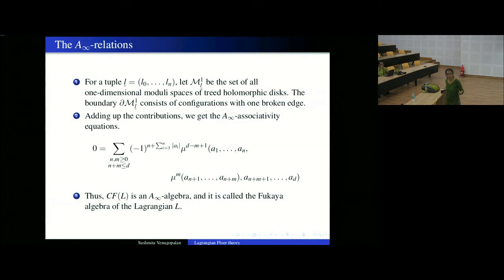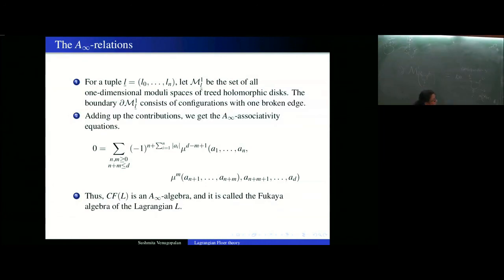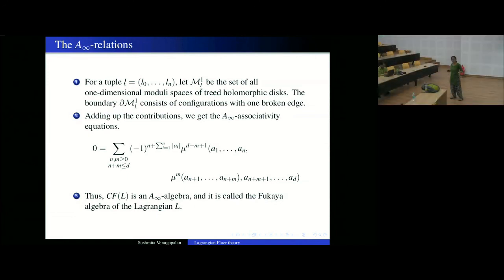So you take a group of these lying inside, nested somewhere like this, these ones, and you apply the mu to those. So that's what's happening here. You have applied mu m, and then you apply a smaller mu to the rest of it. And if you add all of these, they'll sum to 0. So that's precisely the A infinity relation. So we've shown that, if things go well, we have not talked about a lot of things like the choice of J and all, this is an A infinity algebra, and it's called the Fukaya algebra of the Lagrangian.